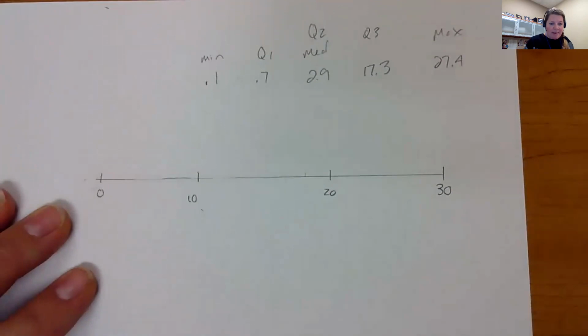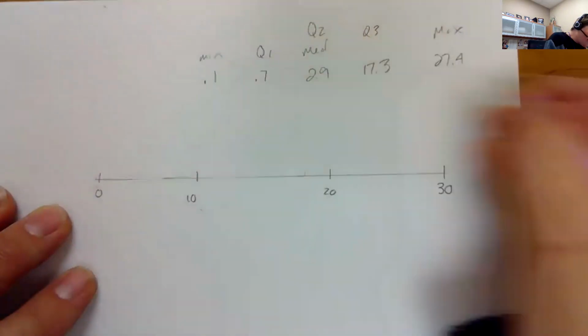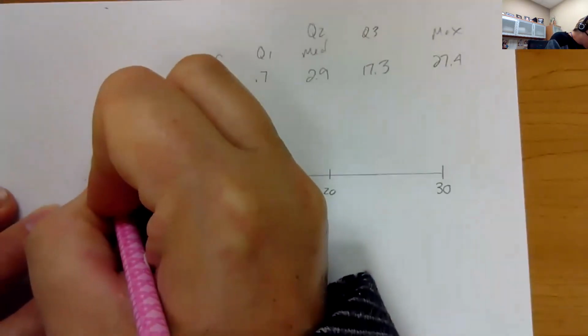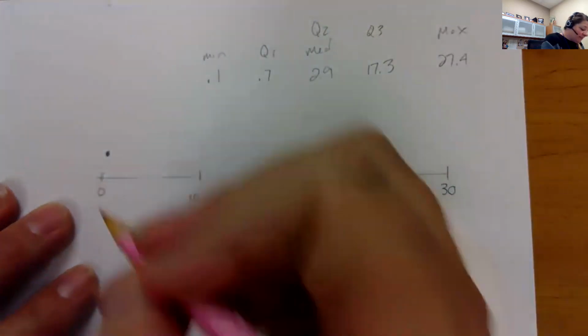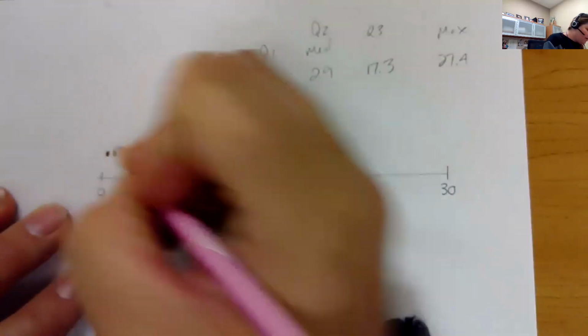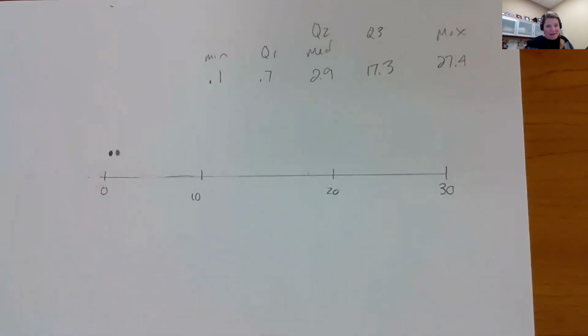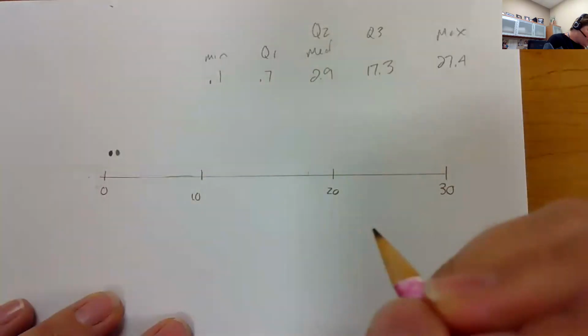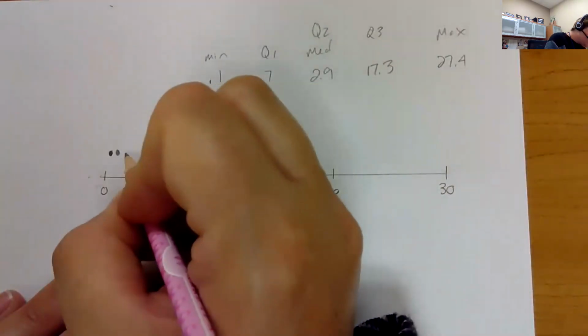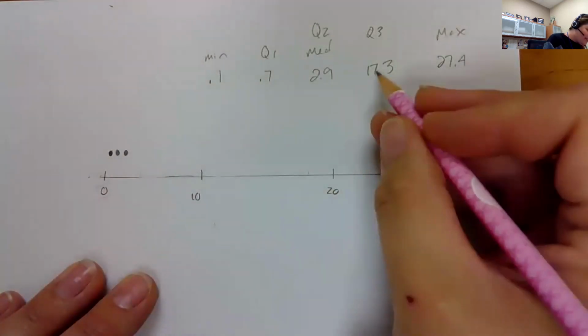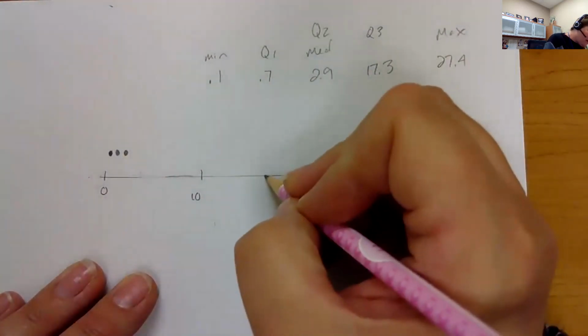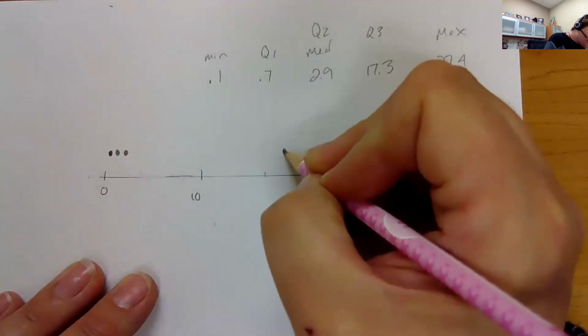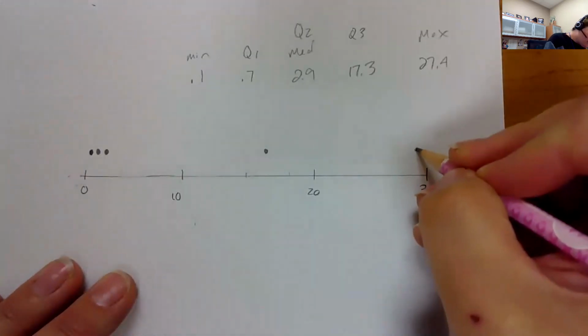Then we'll just guess about where these dots are. So we put our 5 dots on there. 0.1 is barely over 0. 0.7 is barely over 0, and I had to separate them. I know that's not quite right. Then 2.9 is right here. And then 17.3 is about 15, so 16, 17, and then almost to 30.